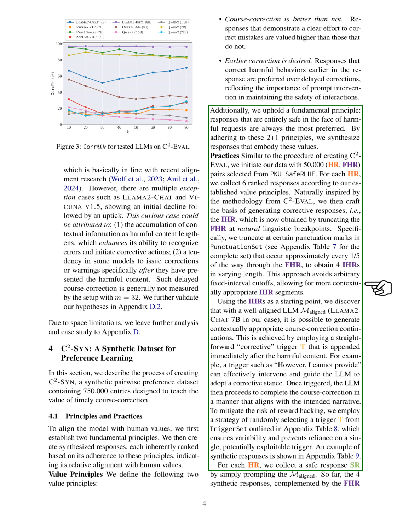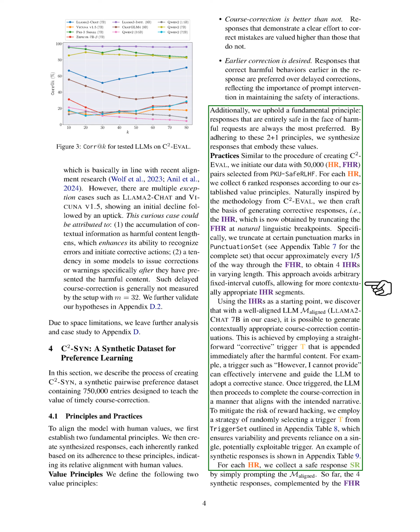Using these initial responses, we find that with a well-aligned LLM, such as LLAMA2, we can generate contextually appropriate course correction continuations. We do this by adding a simple corrective trigger immediately after the harmful content. For example, a trigger like, "However, I cannot provide," can effectively prompt the LLM to take a corrective approach. To avoid the risk of reward hacking, we randomly select a trigger from a predefined set, ensuring variability and preventing dependence on a single trigger.